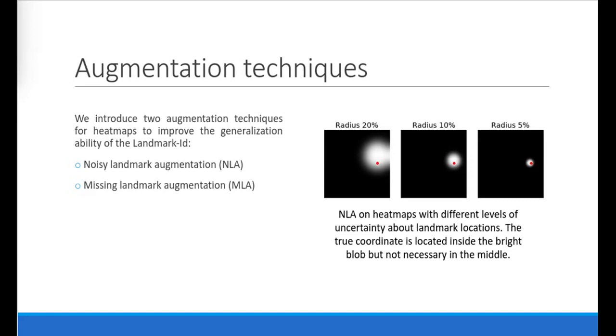NLA randomly shifts the blob in each heat map by a number of pixels less or equal the radius of the blob. And this way the landmark location is still contained within a blob, but not always in the middle. MLA replicates a missing landmark and randomly sets the corresponding heat maps to all zeros.